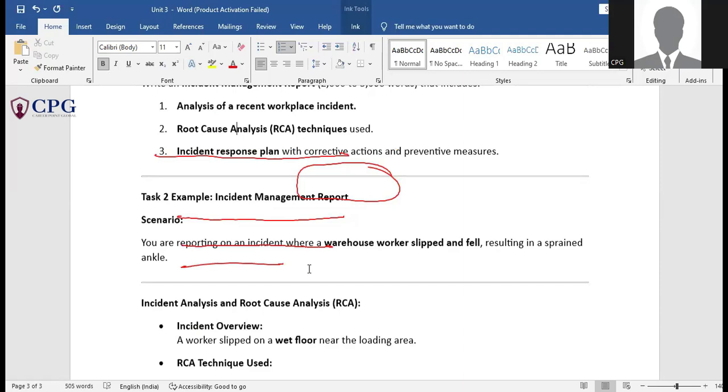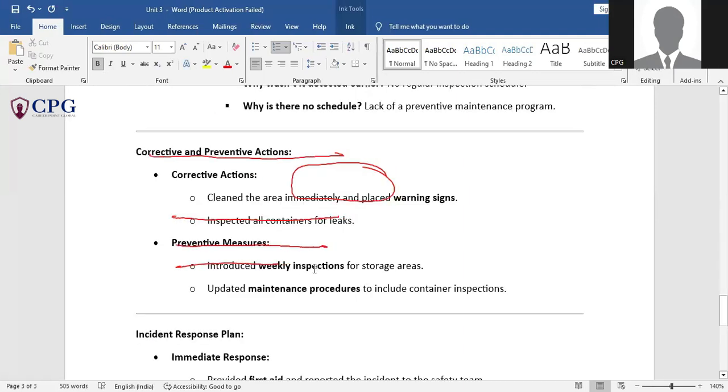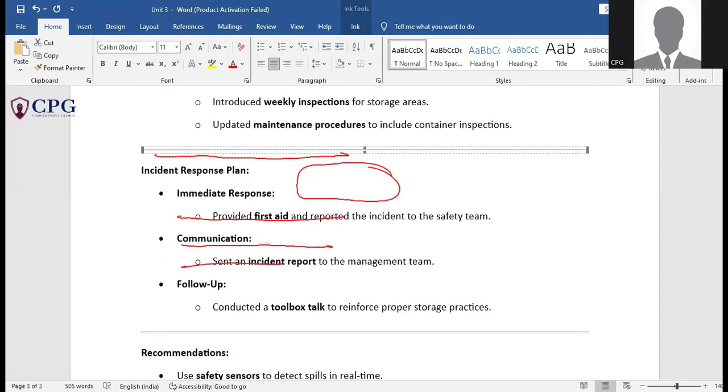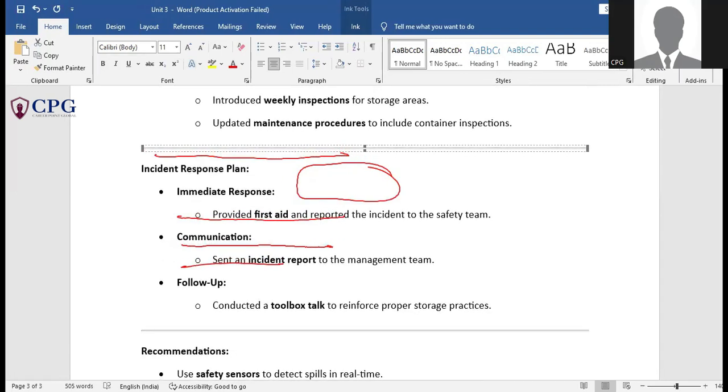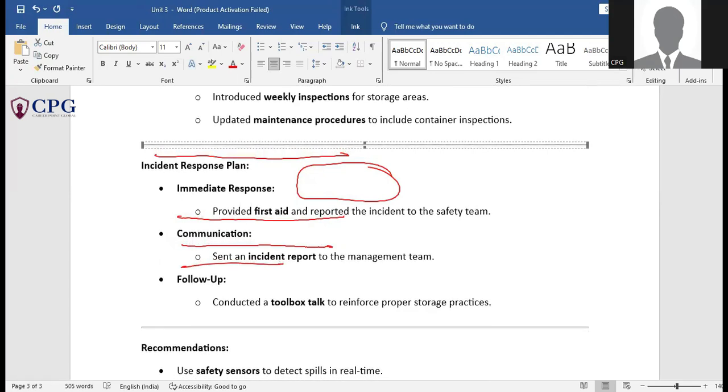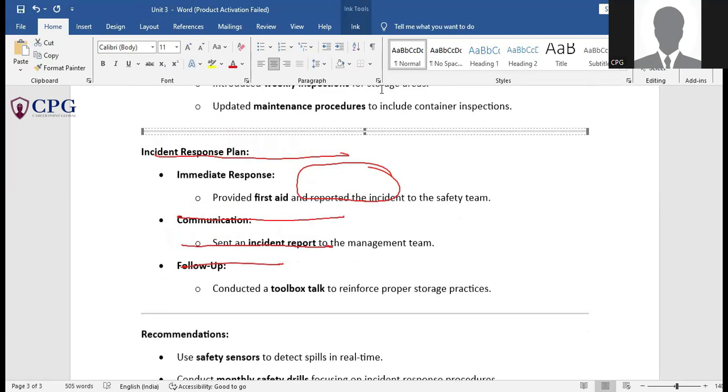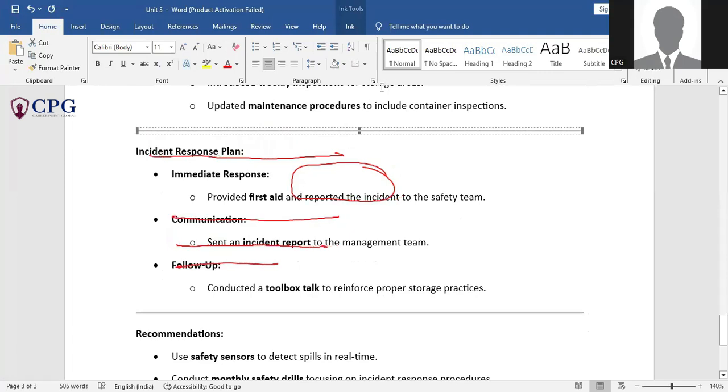So what has been done to prevent those slips or wet floors? What are the preventive mechanisms, like inspections and maintenance procedures? Then the incident response plan. During that incident, when the worker fell, what was the response? Immediate response: whether you called an ambulance, how the communication was, whether it was reported to the supervisor, whether a follow-up check was done, whether a toolbox talk was conducted to make all the people affected aware, and whether the other people have been educated or not.